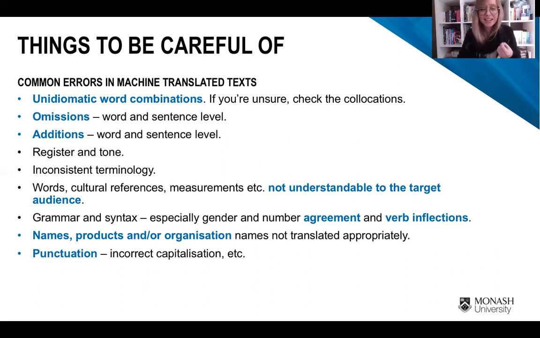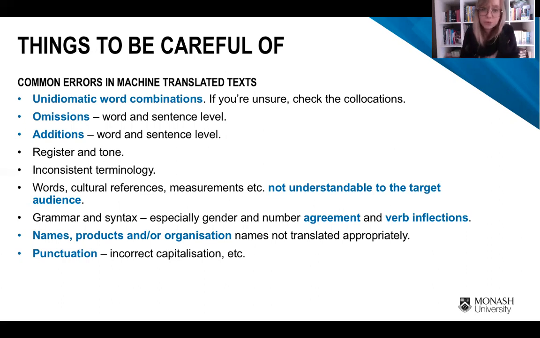In machine translated texts, omissions can occur at the word level, where the translation software just totally forgets to translate a word, or they can occur at the sentence level or the clause level. And similarly, additions can happen where words, clauses, and sentences are just popped into the text that aren't there in the source text. So this is why the comprehension and initial reading of your source text is very, very important, especially if you're doing those longer texts.